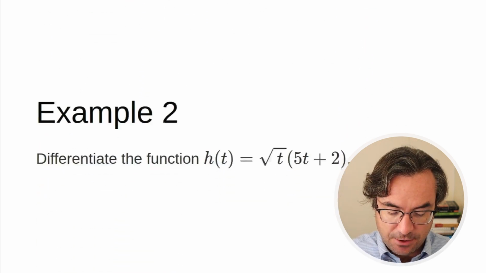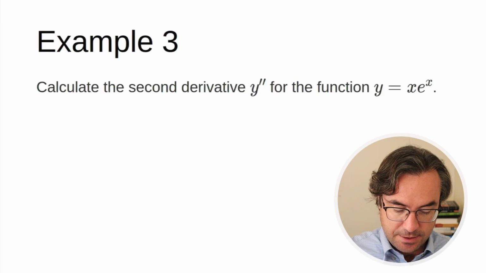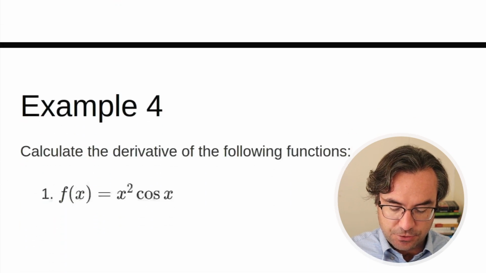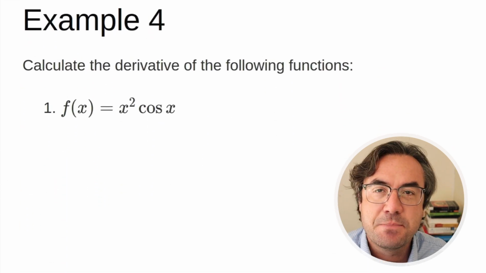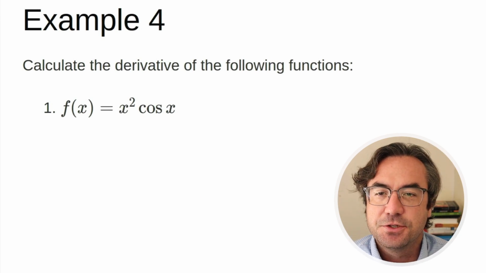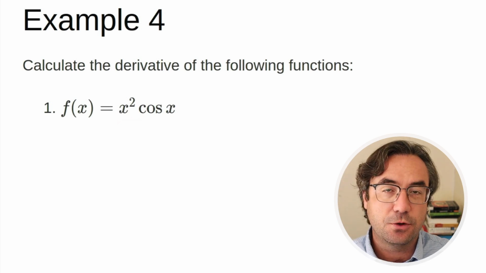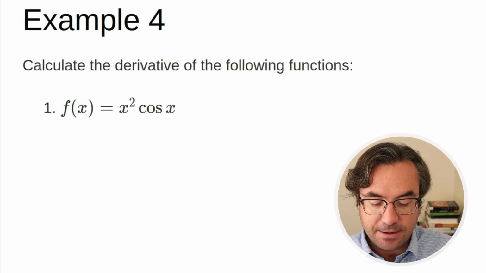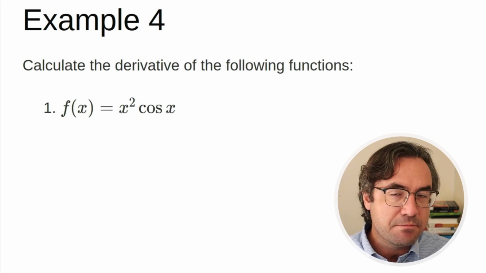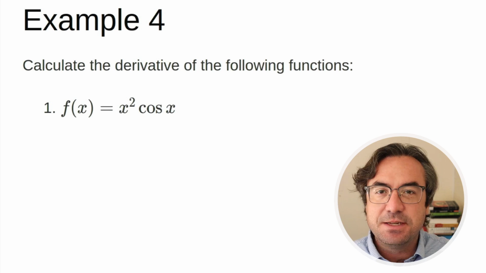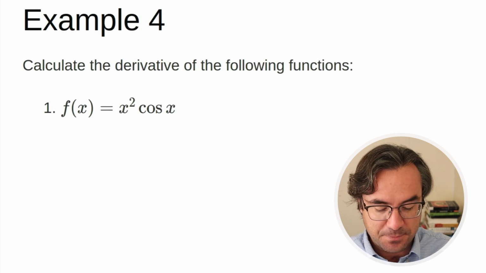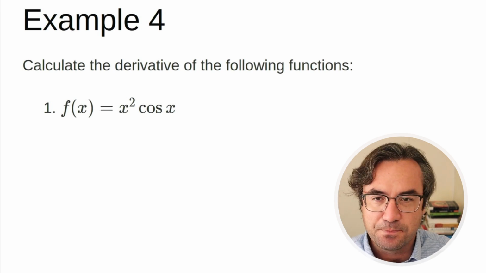And I want to jump down to example 4. I want to try something with a trig function here. So here we have the function f of x equal to x squared times cosine x. And now there's no way around it. Here we can't actually simplify this function any further. So we can't multiply that x squared through.